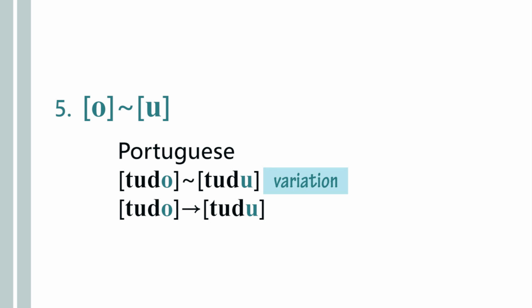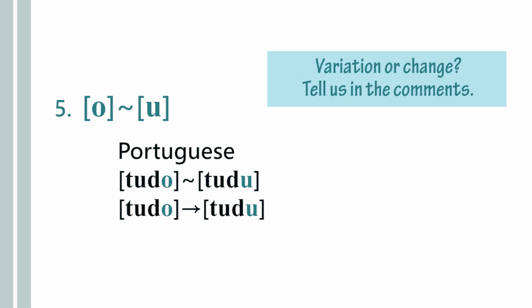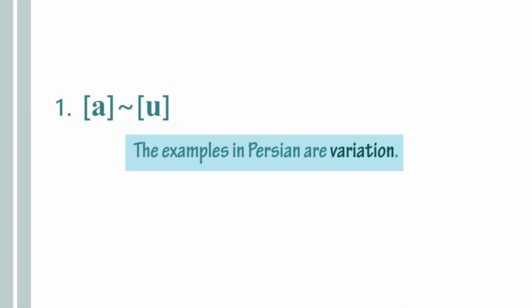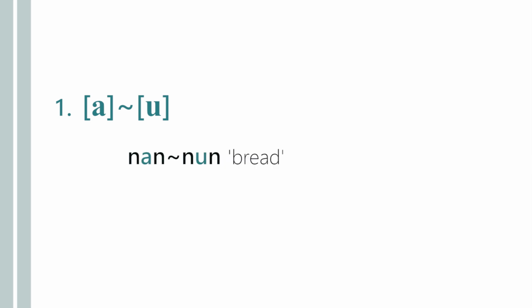But if todo is a historical pronunciation and it has totally been replaced by tudo, then we are facing a situation of language change, which is a completed change. What the case is in Portuguese, I do not know, and I would appreciate Portuguese speakers commenting in the section. You need to know that in the case of Persian, it's variation, it's not completed change, which means that the words nan and nun, both pronunciations exist side by side. Each of them signals a different style of speaking.